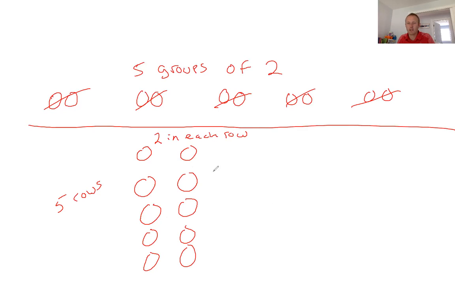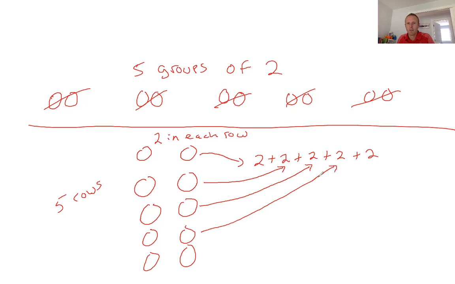The repeated addition sentence for this would be 2 plus 2 plus 2 plus 2 plus 2, because we're taking each row and we're group counting or skip counting by that. And we go 2, 4, 6, 8, 10. So equals 10. You see how each group, like this row, is represented by that 2. This row is represented by the second 2. The third row is represented by the third 2.